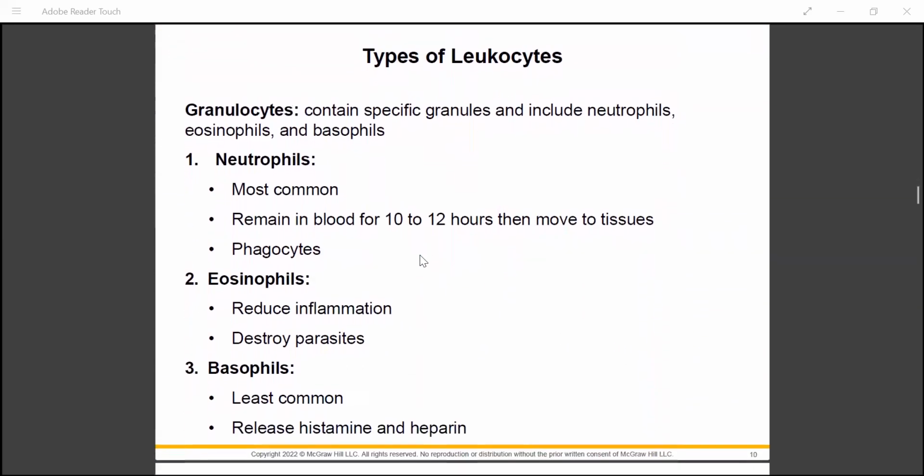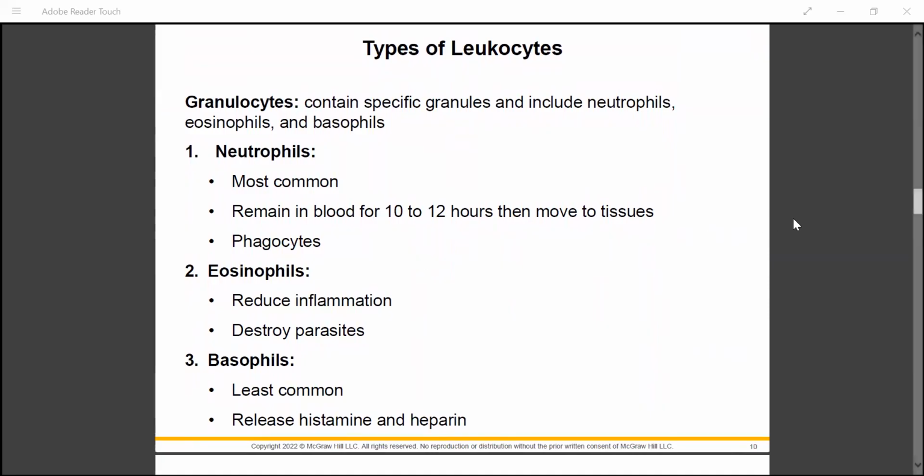So we classify our leukocytes into a few different categories, the first being granulocytes versus agranulocytes. And so our granulocytes basically mean cells with granules. So these have specific granules within the cells. So our 3 main ones are neutrophils, eosinophils, and basophils. So our neutrophils are our most common. And so these are going to be in our bloodstream for 10 to 12 hours prior to migrating actually into the body's tissues to stay.